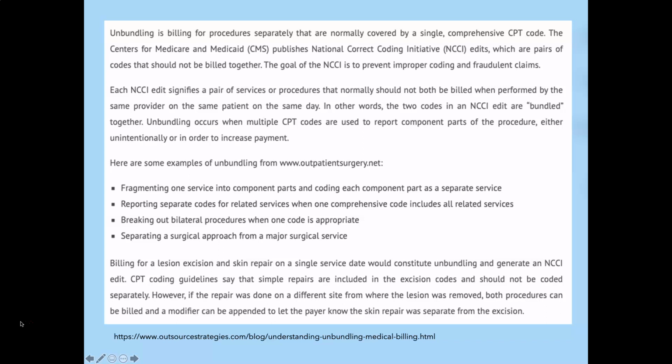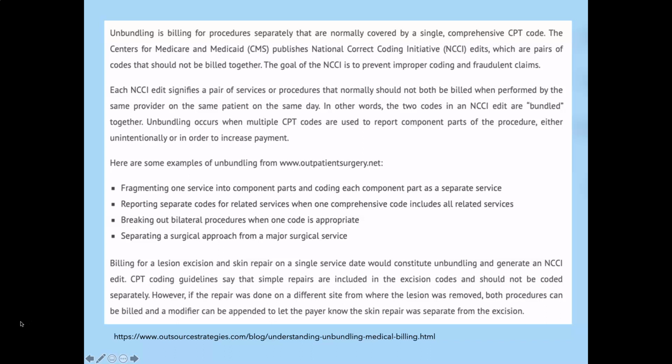Unbundling occurs when multiple CPT codes are used to report component parts of the procedure, either unintentionally or intentionally, to increase the payment. Some examples of unbundling include fragmenting one service into component parts and then coding each of those component parts as a separate service. Unbundling is also reporting separate codes for related services when one comprehensive code includes all related services. Unbundling is breaking out bilateral procedures when one code is appropriate and actually includes the procedure being done bilaterally. Unbundling is also separating a surgical approach from a major surgical service.